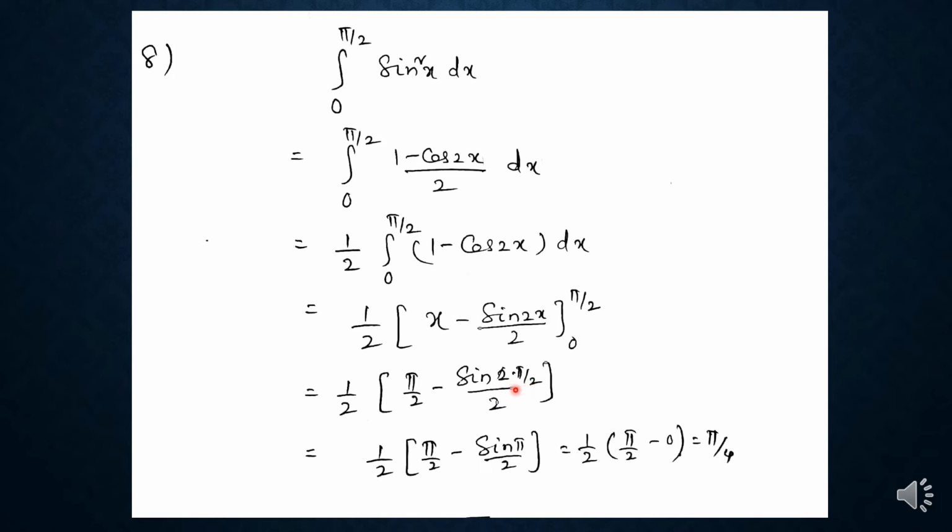Sin n pi is equal to 0, and cos n pi is equal to (minus 1) to the power of n, for n equal to 1, 2, 3, 4 and so on. That means sin pi is equal to 0, sin 2 pi is equal to 0, sin 3 pi is equal to 0, sin 4 pi is equal to 0 and so on. So here sin pi is equal to 0. This term becomes 0. Half into pi by 2 minus 0. So the value is pi by 4.